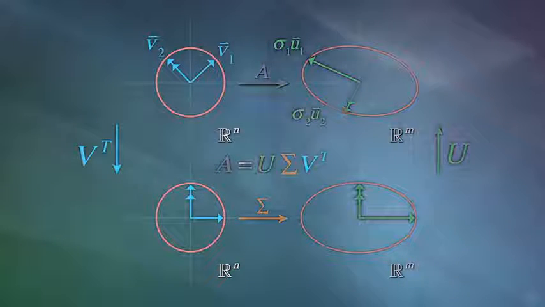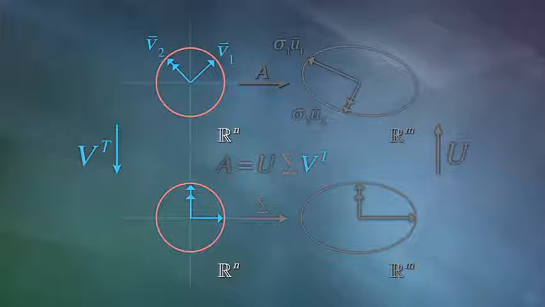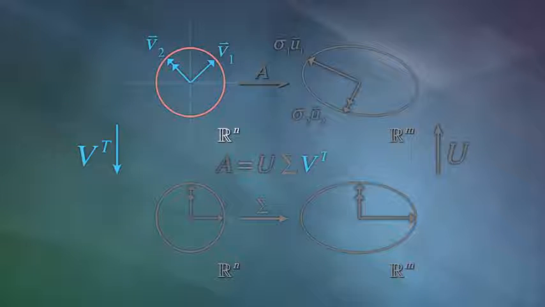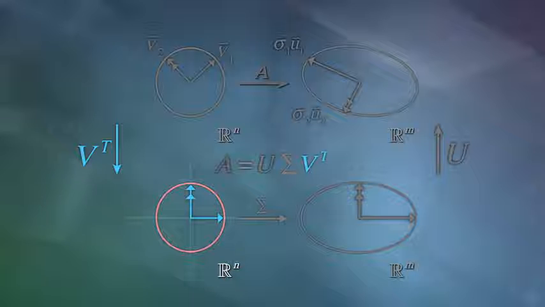Look at the first map going down, which represents multiplication by V transpose. Recall that the matrix V represents the orthogonal transformation you get by rotating the standard basis vectors to the blue vectors in the first picture, which are the columns of V. Then V transpose, which is V inverse for orthogonal matrices, will rotate the blue vectors in the first picture into the standard basis in the bottom left picture.